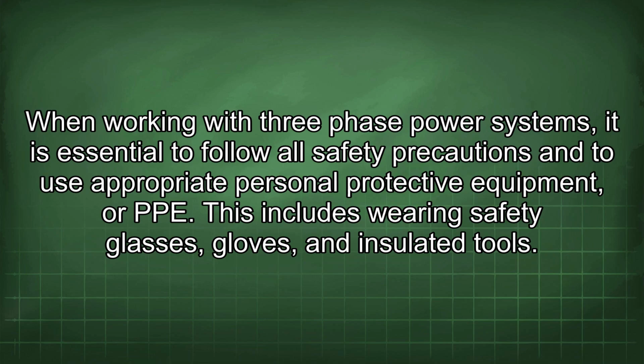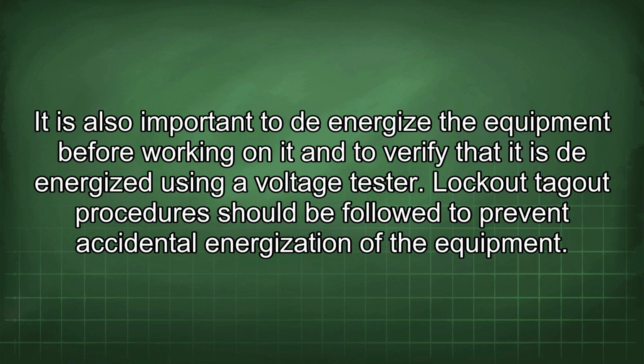When working with three-phase power systems, it is essential to follow all safety precautions and to use appropriate personal protective equipment, or PPE. This includes wearing safety glasses, gloves, and insulated tools. It is also important to de-energize the equipment before working on it and to verify that it is de-energized using a voltage tester. Lockout-tagout procedures should be followed to prevent accidental energization of the equipment.